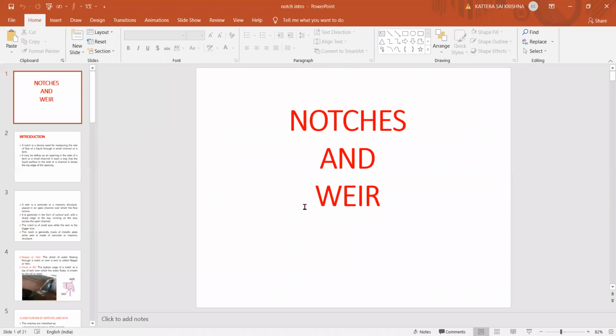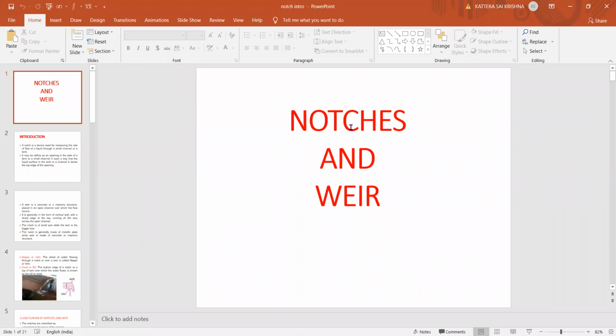Right. So in today's topic, we are going to study about notches actually. In the experiment, we have only a notch, but we are going to study both together, that is notches and weirs. These are mainly used by civil engineers for determining the discharges in canals or dams. So first we'll see about the notch.